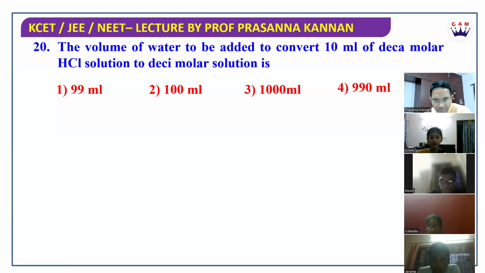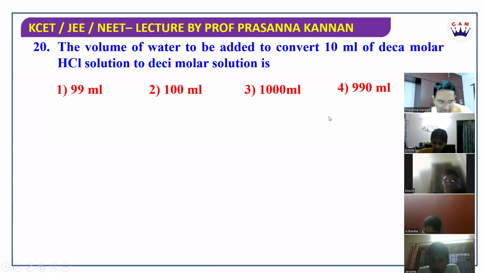Sir, is it 1000 ml? Okay, so 1000 ml is an expected wrong answer. If you do the M1 V1 equal to M2 V2, you'll get 1000, no doubt about it. But the question is how much should be added to convert 10 ml? So you will be adding 990 ml in order to make it 1000.